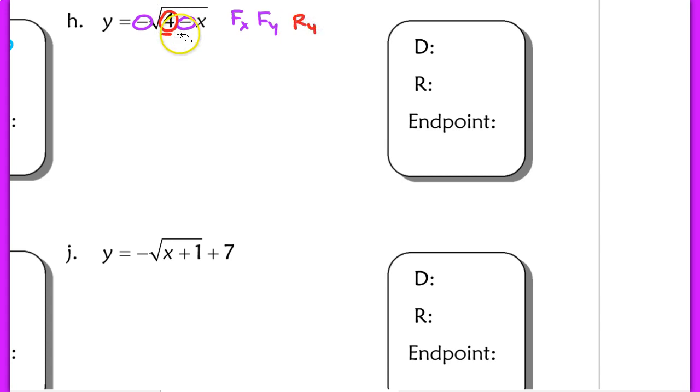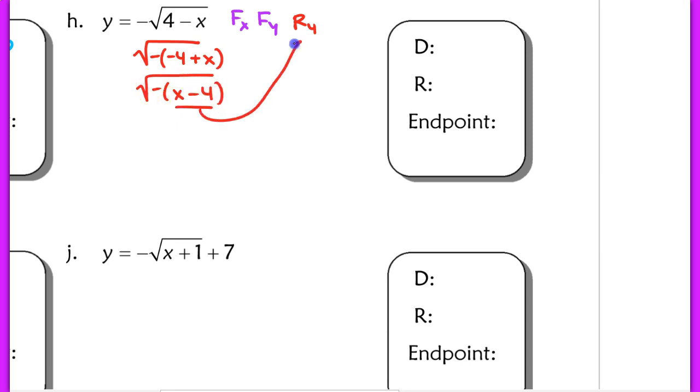If you're still uncomfortable why it shifts it right 4 even though it's positive, think of it as taking out the negative. So if we factor out a negative here, we'd have the opposite of negative 4 plus x, right? These are equivalent, which is the same as the opposite of x minus 4. So clearly now you can see that it's going to shift it to the right 4. We go the opposite direction of that number.